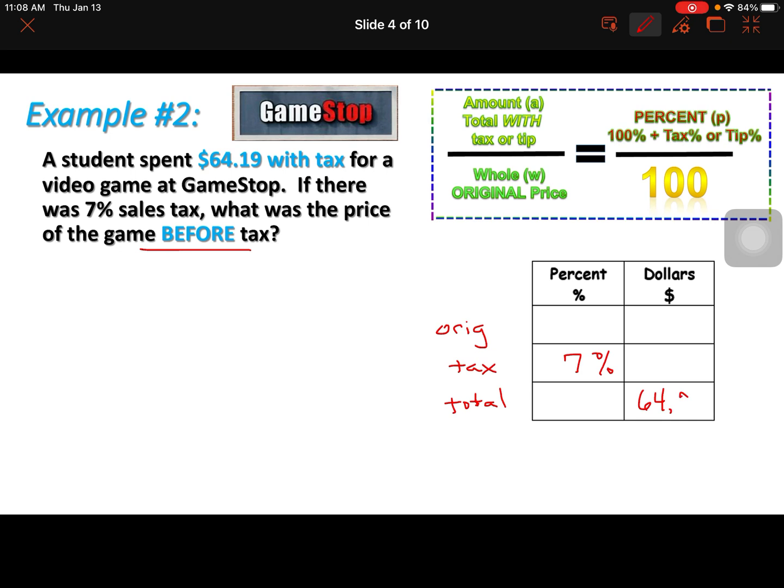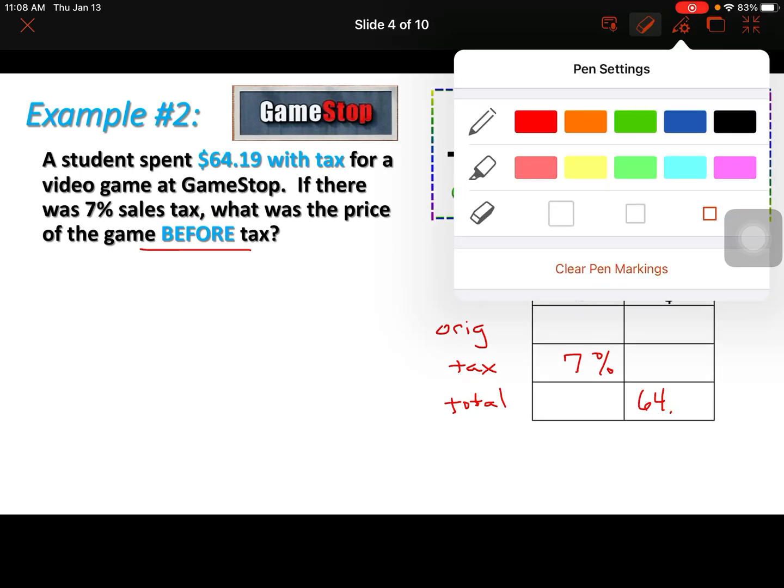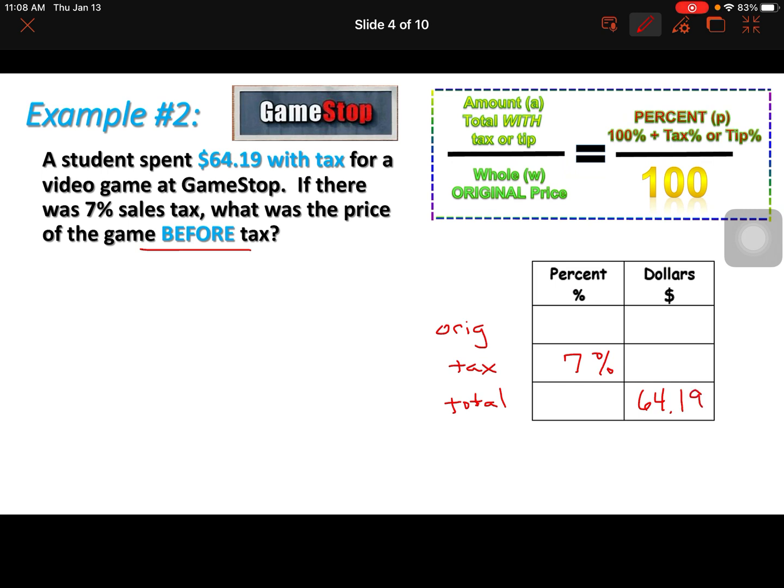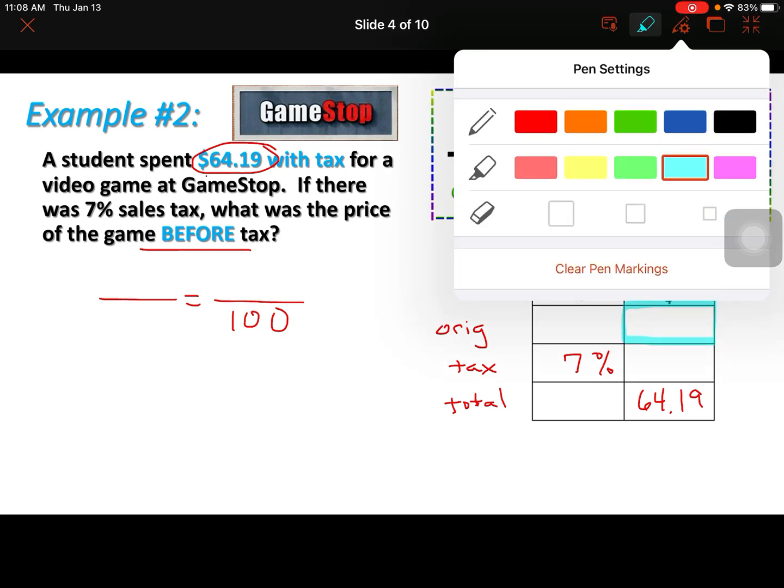and 19 cents. Now, the hard part, and this is where it's very confusing to many students, is if you think this through, the 7% was not found on this amount. So when we set up our proportion, we cannot put the $64 on the bottom and put 7% up on top, because we have to get back to this box, okay? We have to get back to the original, okay?